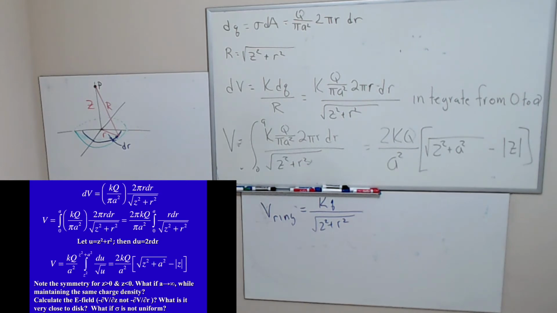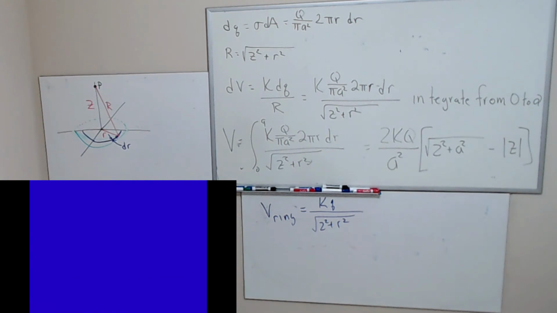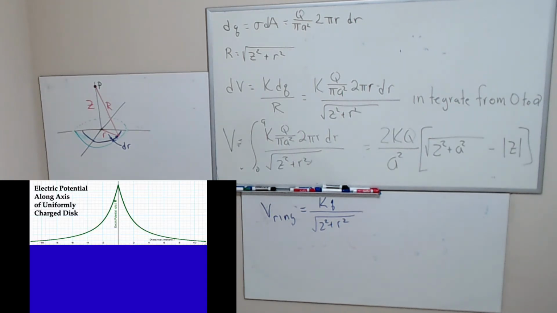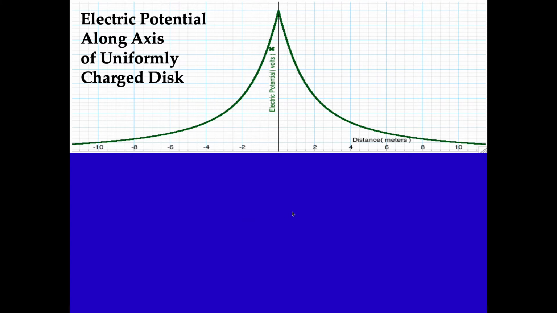All right. Again, the last question to ask is, what if sigma is not uniform? Well, if sigma is not uniform, then you cannot pull the charge distribution out of the integration. And you have some example problems in the homework. This is a graph of the electrical potential as a function of z. It's symmetric about both sides of the plane, which should make sense because the charge distribution has symmetry about the plane itself.